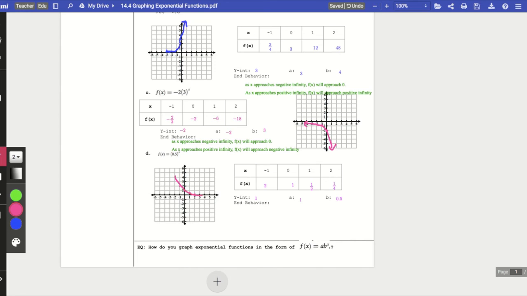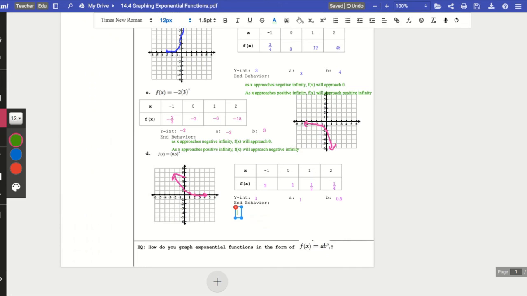Alrighty, and if I graph those points, this is what it looks like. Okay, so let's describe that end behavior. I want you guys to pause it and see if you can describe the end behavior on your own. All right, and now we're going to actually tell what the end behavior is.